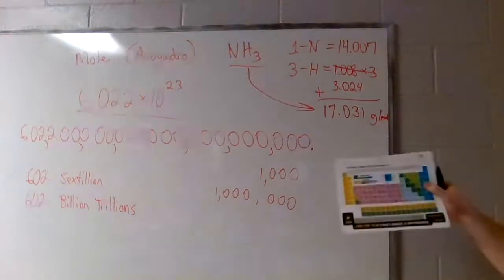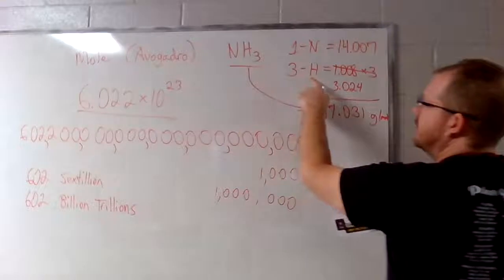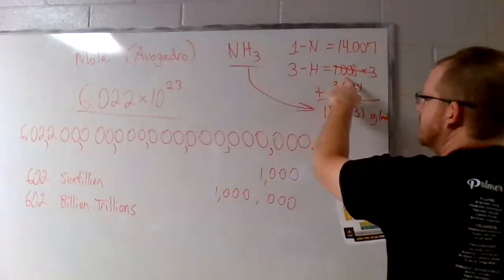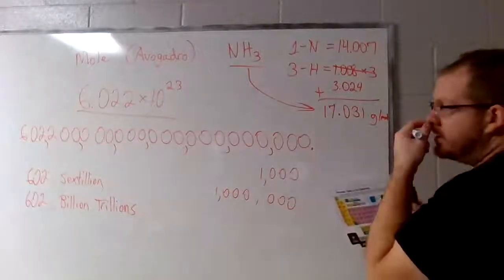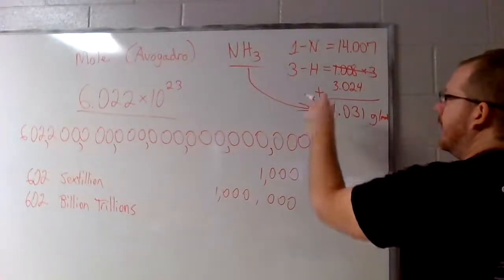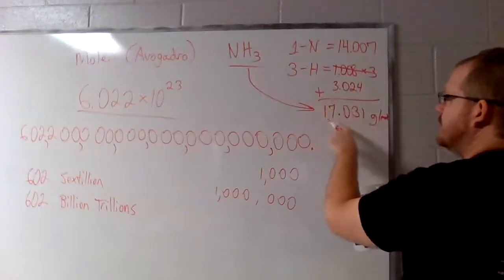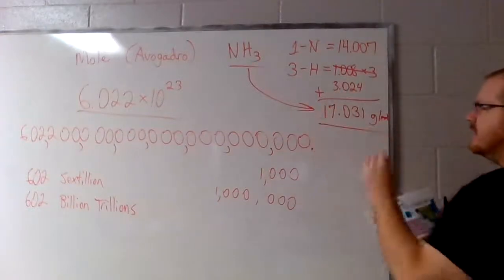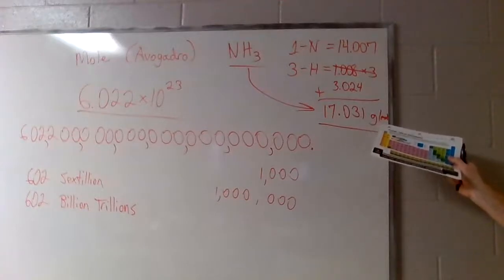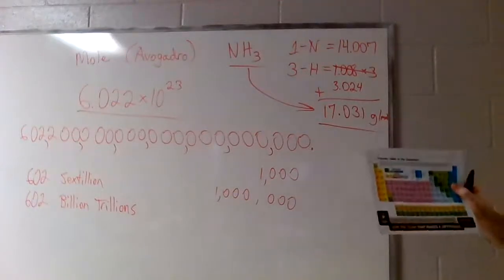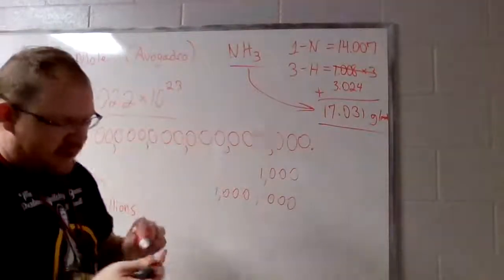And all I did was I looked up the weight of my 1 nitrogen, I looked up the weight of hydrogen and multiplied it by 3, or just added 3 of those together. You can just add if you don't want to multiply. So 1 nitrogen plus 3 hydrogens added together equals 17.031. And my units are grams per mole because I have 1 mole of these, which means I have Avogadro's number of molecules of ammonia.